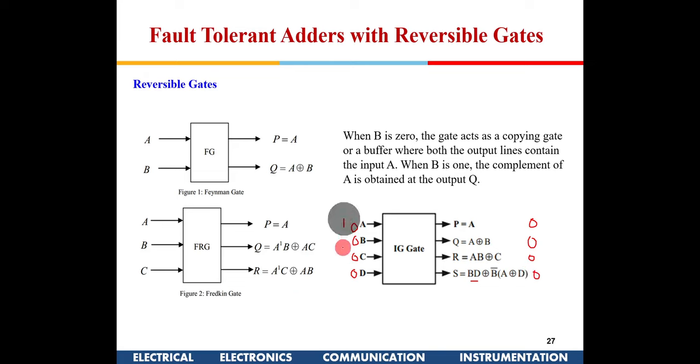Now just put a 1 out here, let's see what happens. So this will be 1 here. A XOR B will be 1, correct? A XOR B XOR C, what about this? This will be 0. What about this? It's already 1, so 0. B D will be 0, and B dash is 1. A XOR 1 D 1, this will be 1.